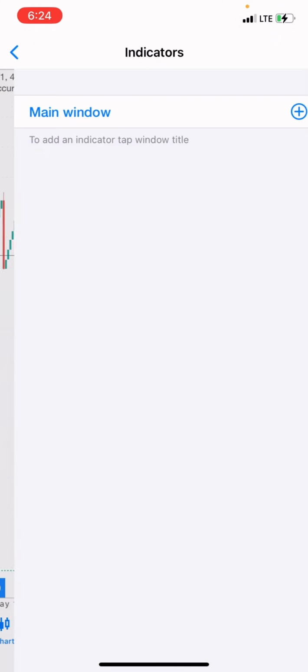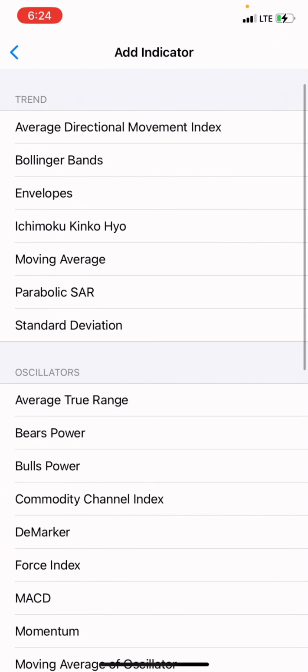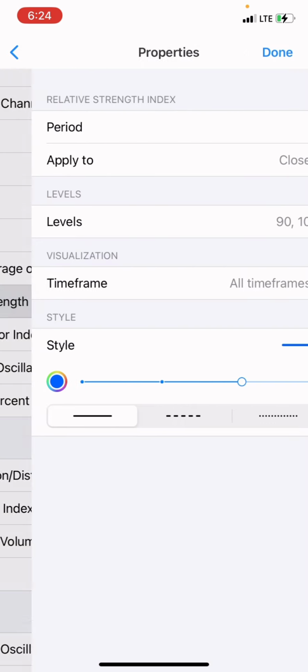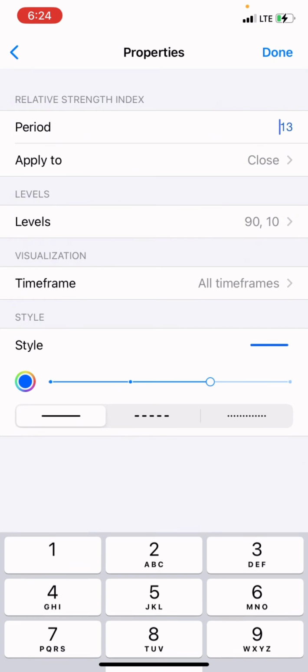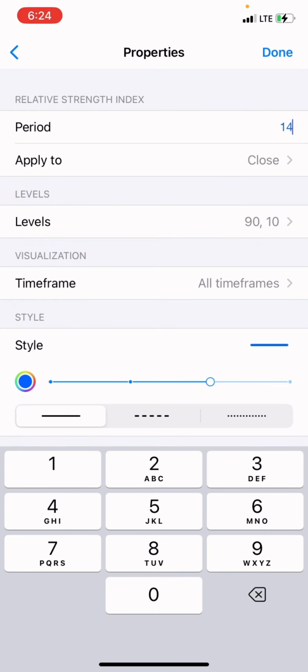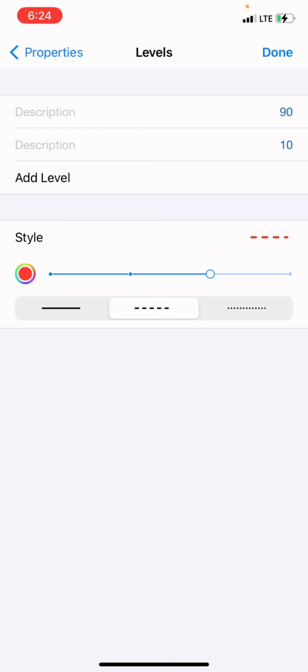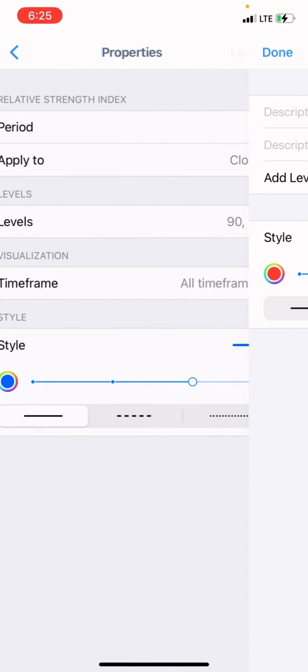So now what I'm going to do is go over to my indicator section. I'm going to put on the relative strength index indicator. I already have all my parameters set up here. Period: I'm going to put the period on 14, applied to close. Then for the levels, I prefer using the level of 90 and the level of 10 so that I can see the overbought and the oversold regions clearly on my chart, right? So the style, I'm going to put it on 4 pixels. The color, I'm going to put it on red. Then this middle line here, I'm going to put this pattern there. Then I'll click on done.